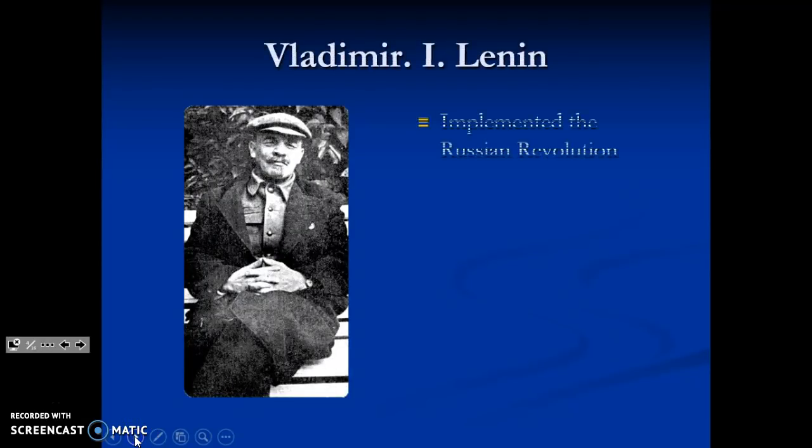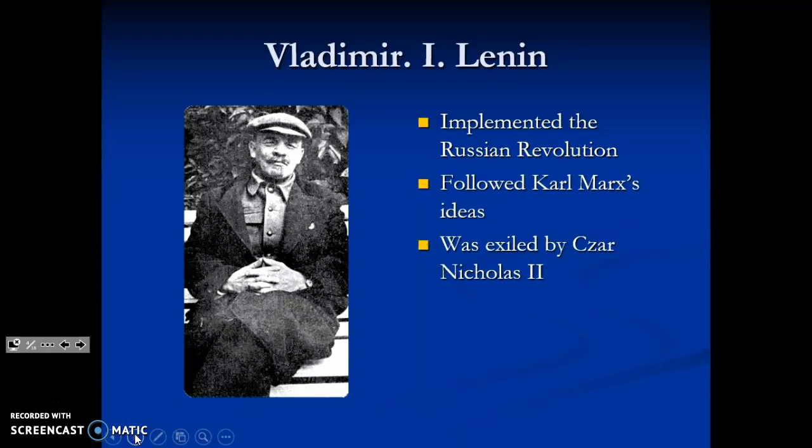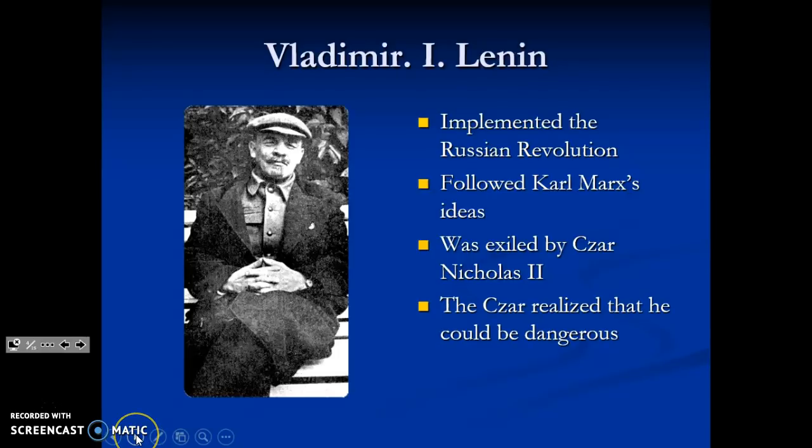Vladimir Lenin implemented the Russian Revolution. So he took Marx's ideas and he was the one who actually set it all into action in Russia. And Lenin had been exiled by Tsar Nicholas II. So his ideas were not popular with the person in power at the time, because the Tsar realized that he could be dangerous.